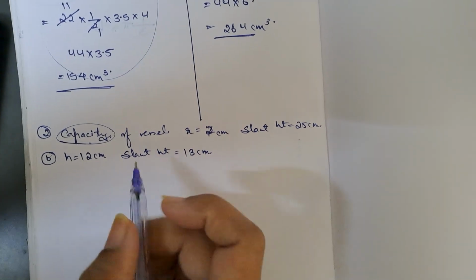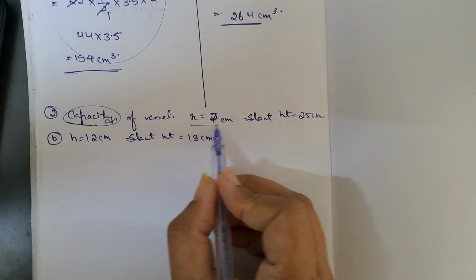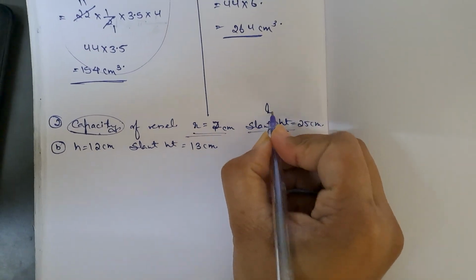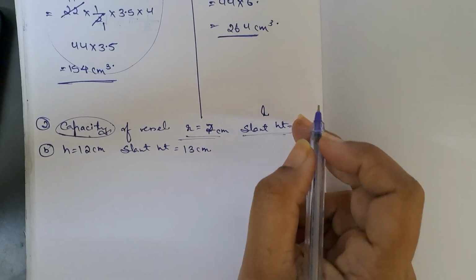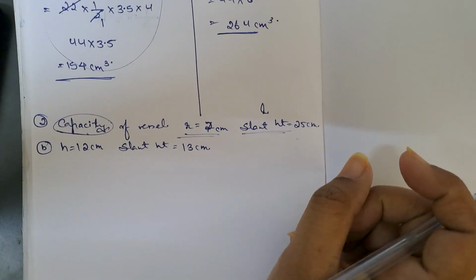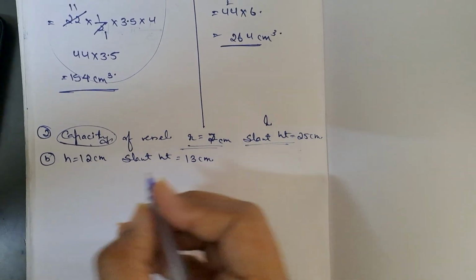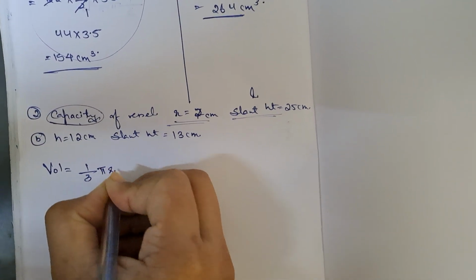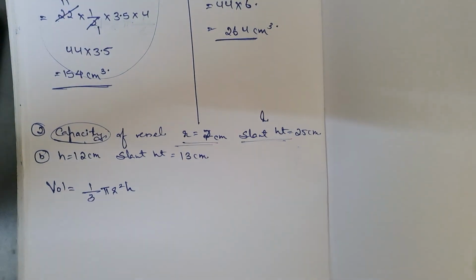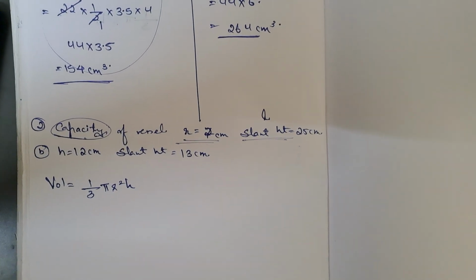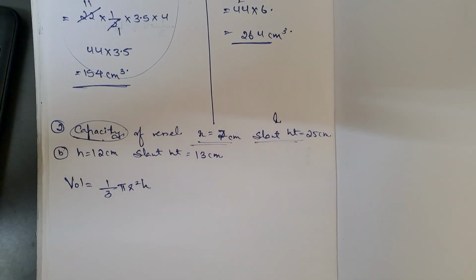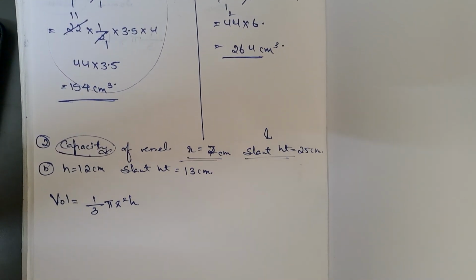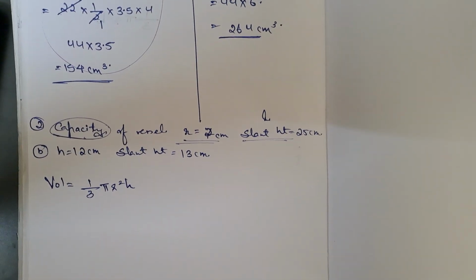So let's go ahead and see it. The capacity of the vessel, where r is given as 7 centimeters and the slant height is given, that means the L value is given to me here. So from L I need to first deduce my H value, find out my H, and then I can substitute it in the formula. So the volume is equal to 1 by 3 pi r square h. Again and again write down the formulas while you're practicing so that it becomes a habit, and without any separate time given to learn the formulas, you will already learn the formulas.